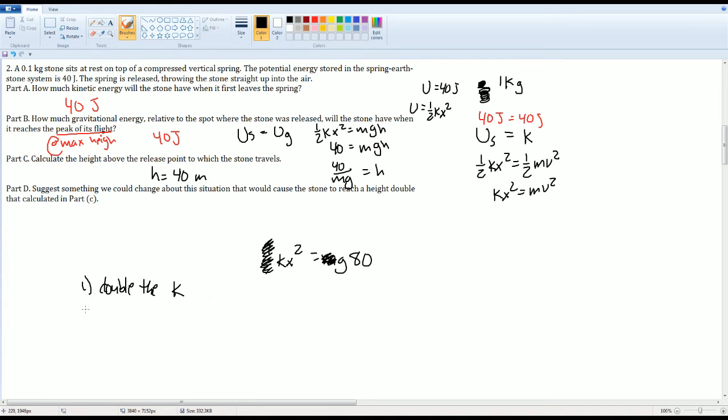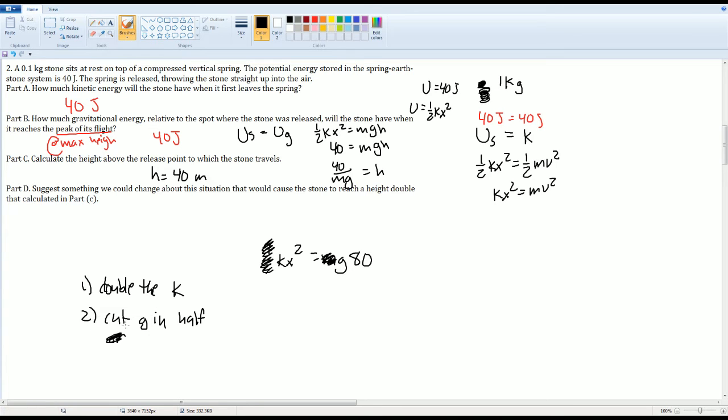You could decrease, so you can cut G in half, right? This goes down, so this has to go up to get you the same value. Or you can do something to X, but it's going to be weird. You can square root it, but there's still some more math. So double the K or cut the G in half. Those are your most common ones.